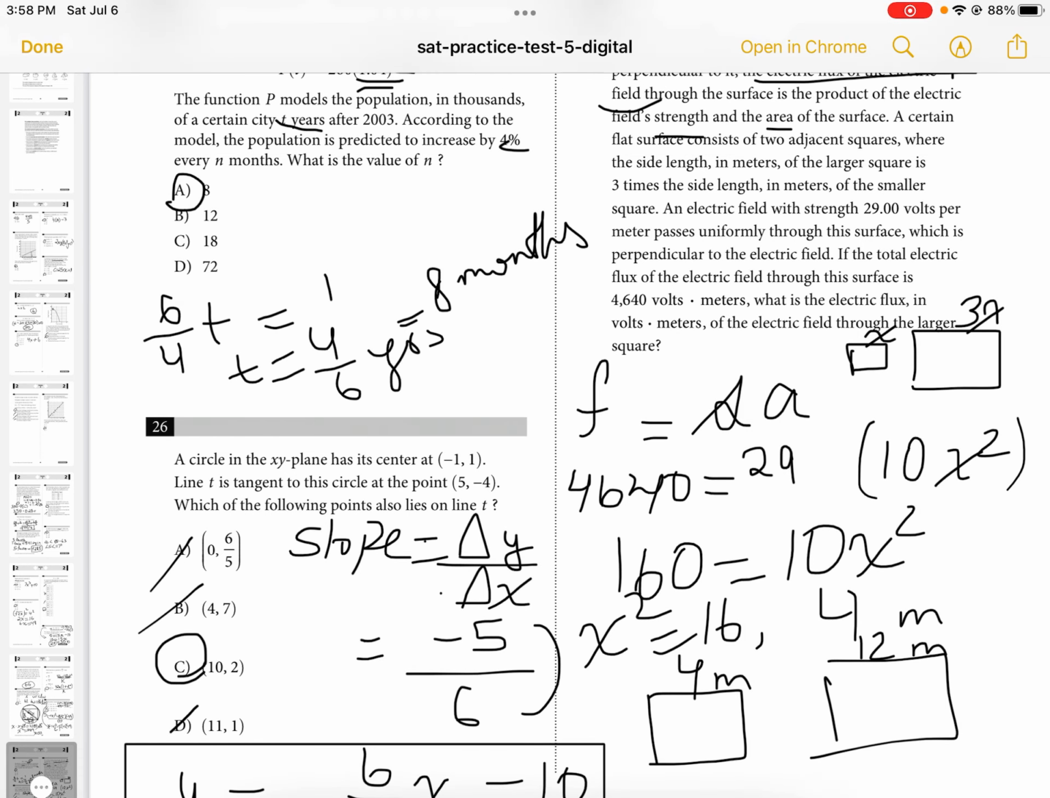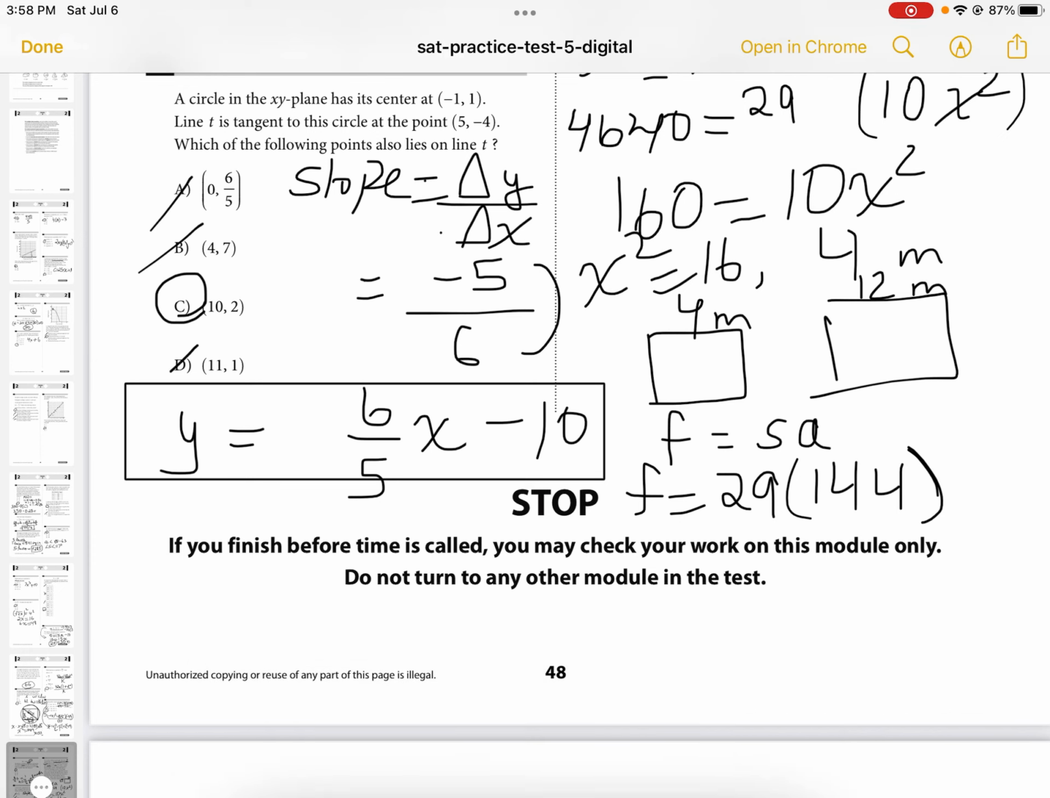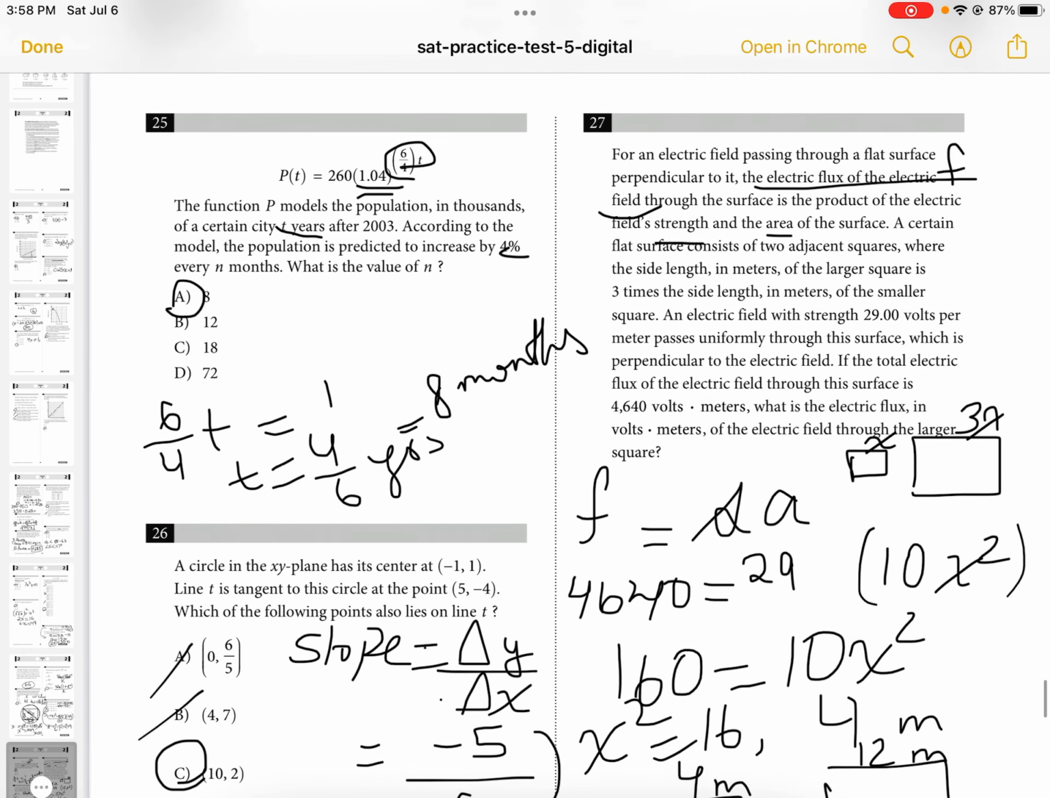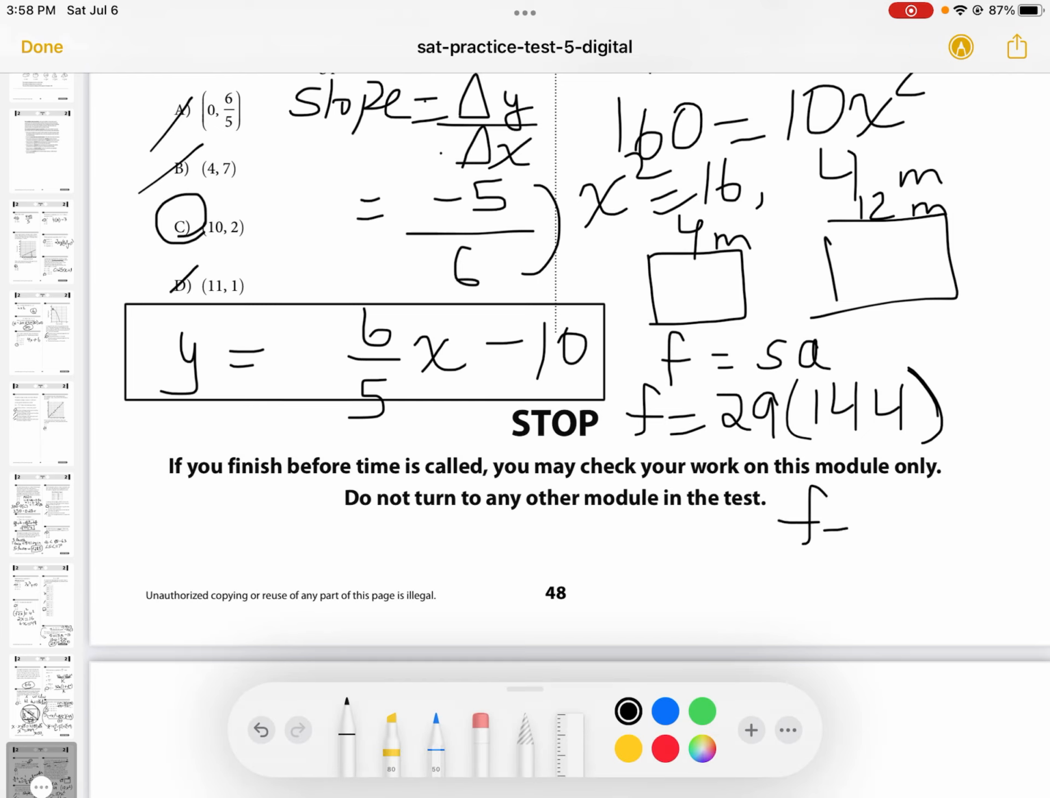let's see, we need to find what's the electric flux in volts times meters of the electric field through the larger square. Well, we know the strength. The strength is uniform. Our flux, remember, flux is equal to strength times area. So our flux is equal to 29 times the area, which is 144, right? So what's 29 times 144? Our flux is equal to 4,176. And that's our final answer.